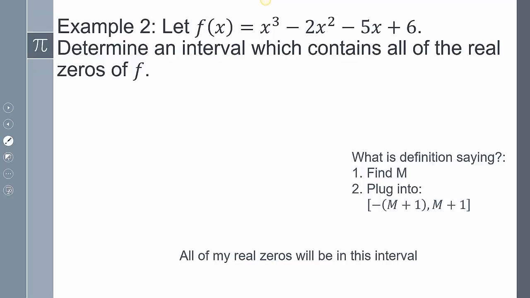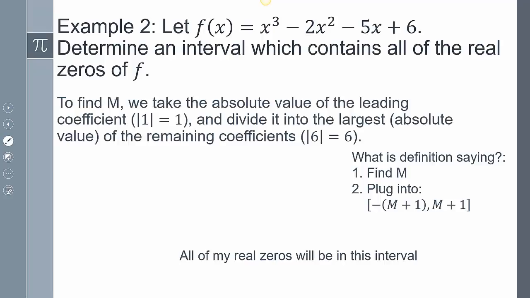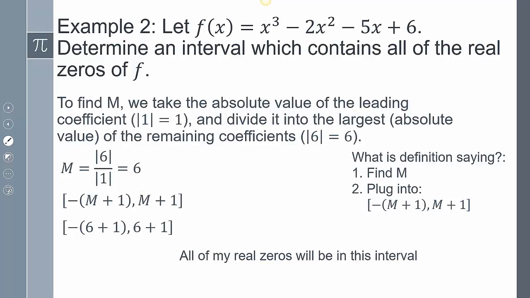Next one, I need to find what my m is, and so we said we need to take the leading coefficient, in this case it's going to be 1, and divide it into the largest of these, in this case 6. So 1 goes into 6 six times, remember it's the absolute value, so that's positive. And now I'm going to take that 6 and plug it in for m into each of these intervals.